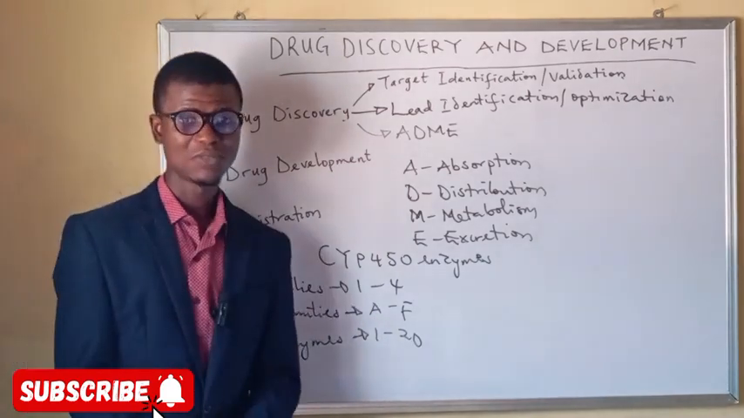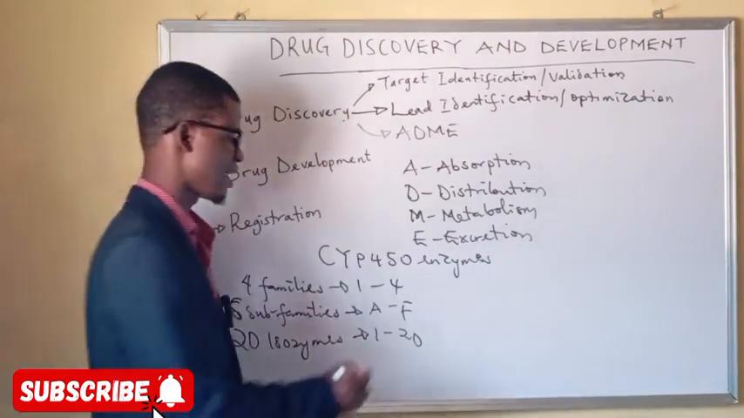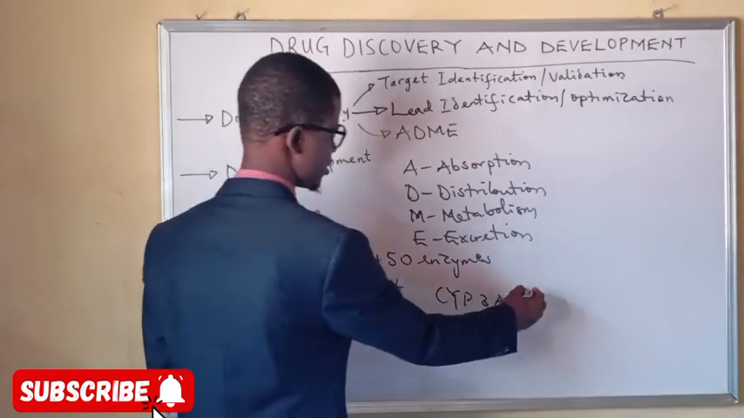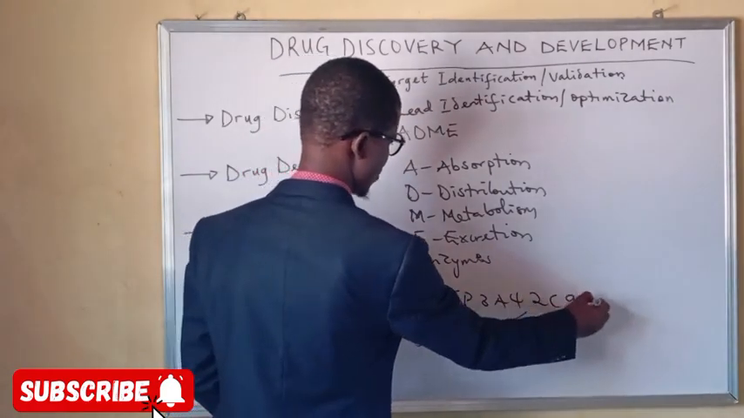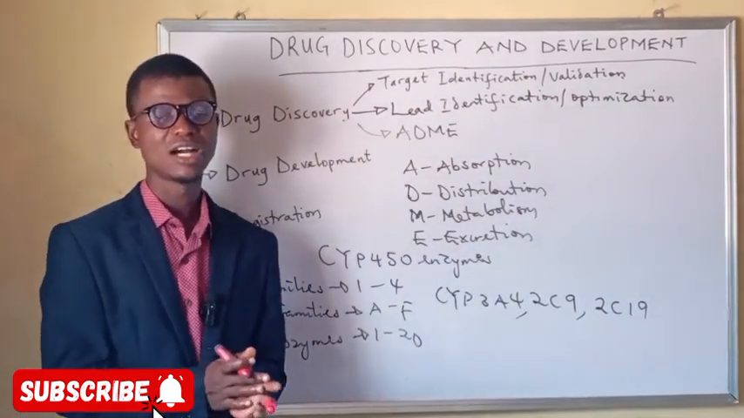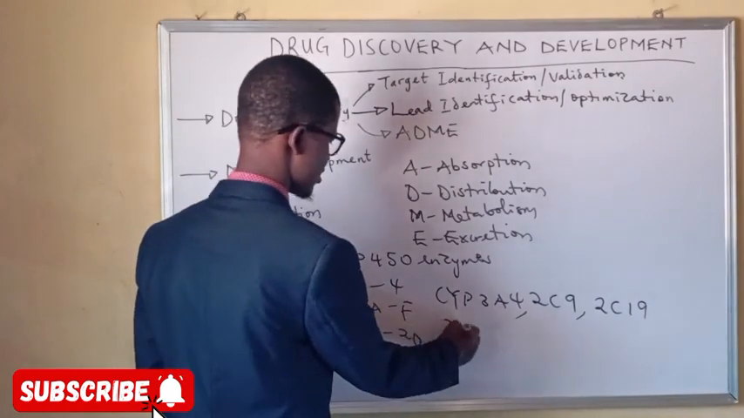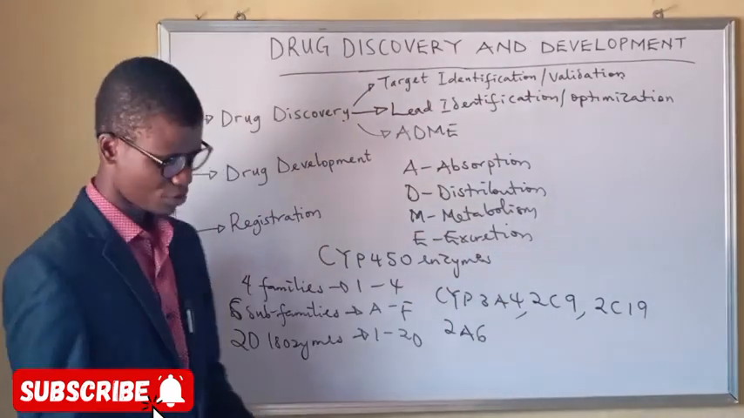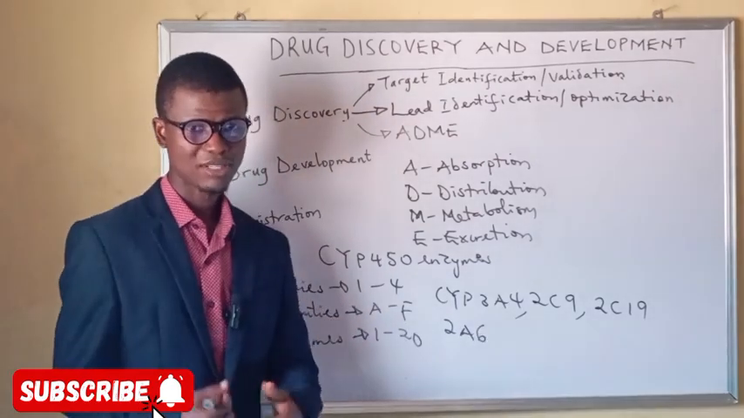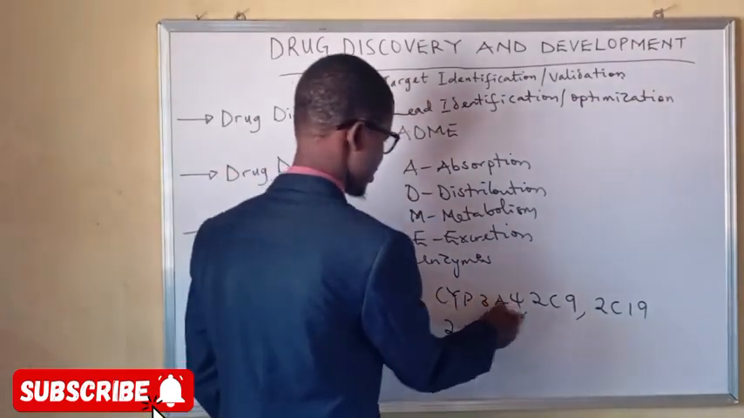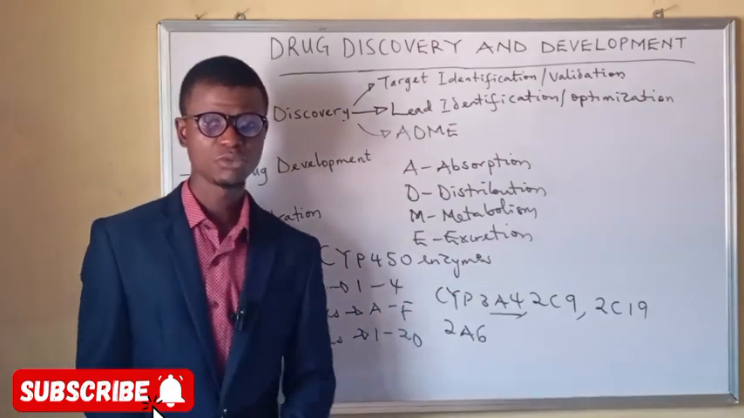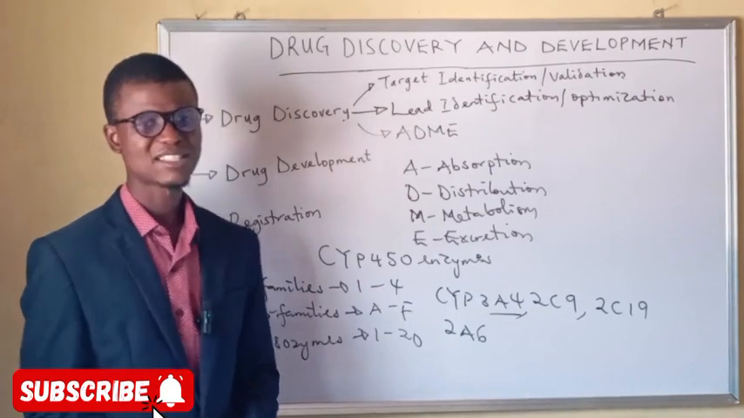And there are some of them that are very common. For instance, we have CYP3A4, we have 2C9, we have 2C19, we have 2A6, and so on. So these are very important members when it comes to metabolism of drugs. Particularly, this 3A4 is very important. In fact, it is said to be responsible for the metabolism of up to 50% of drugs.